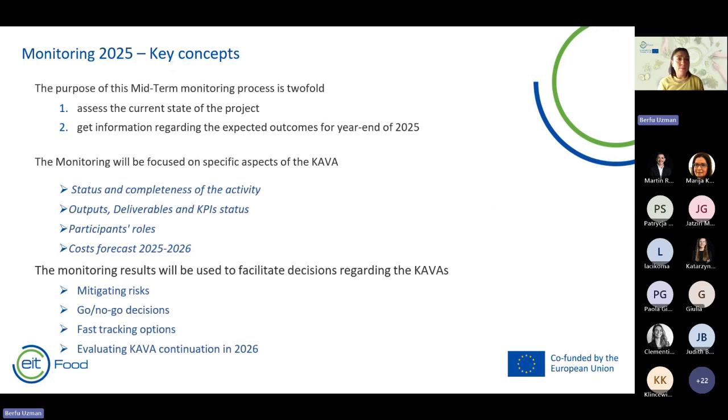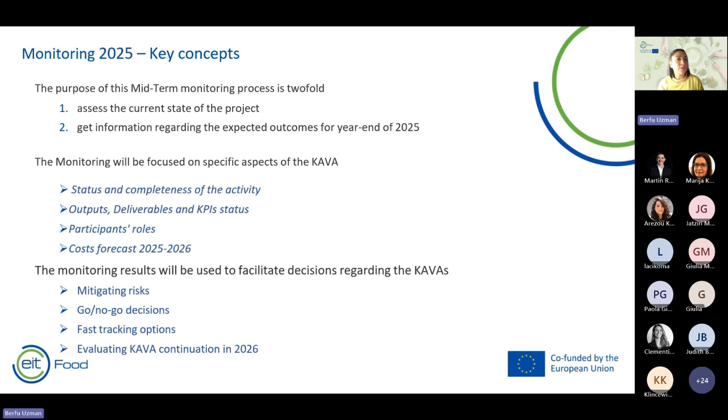What are the key concepts? The most important thing you need to know about monitoring is that it is to assess the current state of the project. This is not the moment to request amendments, but the moment that we are looking to get information regarding your expected outcomes for year end. It is the moment that you can raise issues and ask questions regarding the projects, including whether anything can be requested for 26 or not. We will assess the current state and may have further discussions in the coming days, and we will see your expected outcomes.